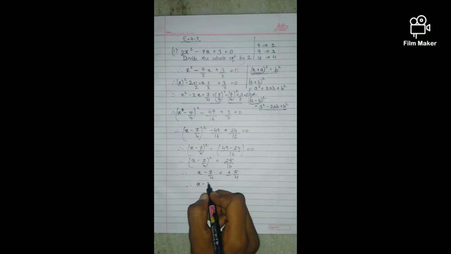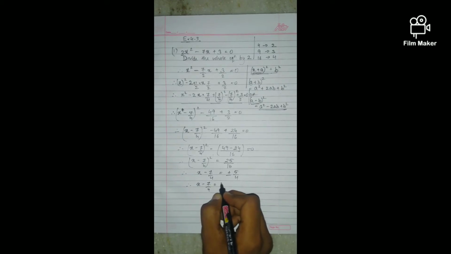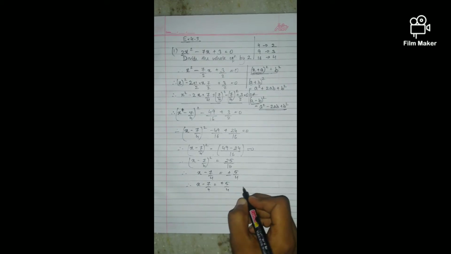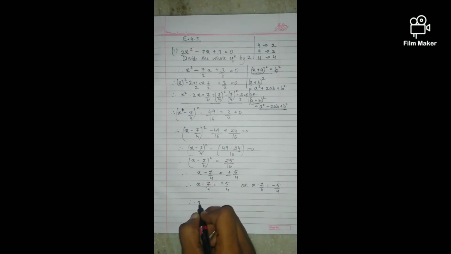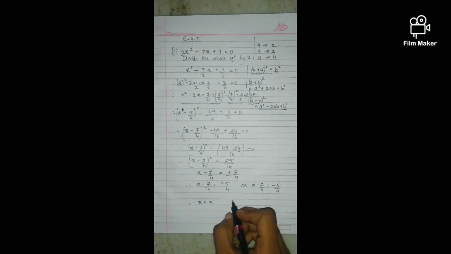Therefore x minus 7 by 4 is equal to plus 5 by 4, or x minus 7 by 4 is equal to minus 5 by 4. So this will give me x equals to 3 or x equal to half.